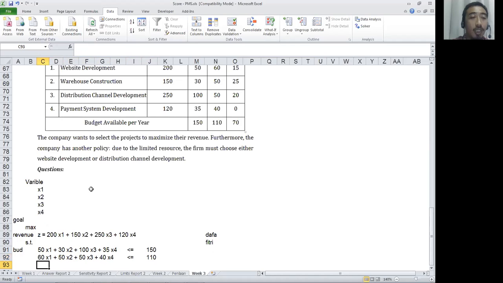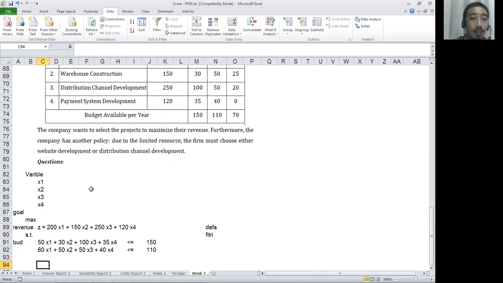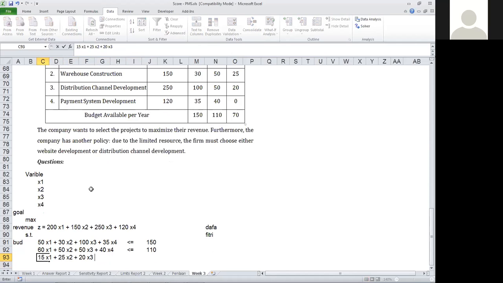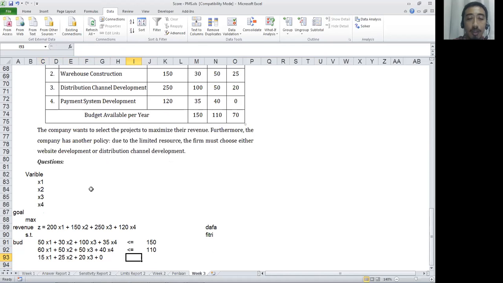Okay, the last one related to budget. 15X1 plus 25X2 plus 20X3 plus 0X4, less than or equal to 70. Good.